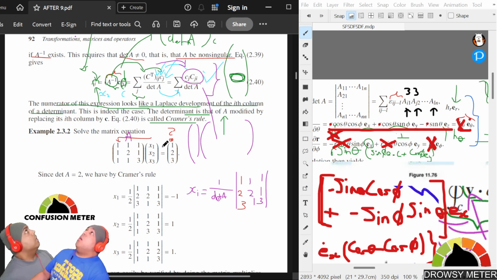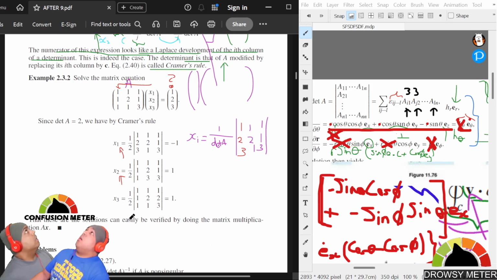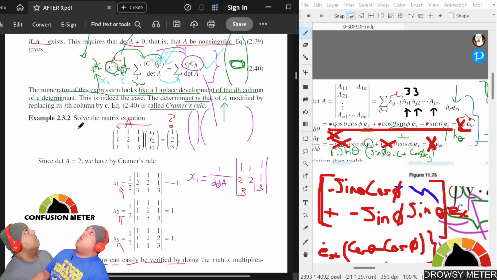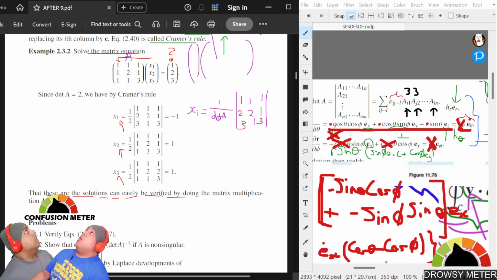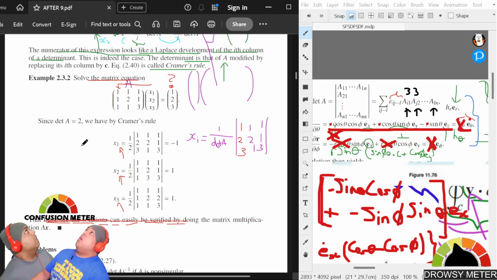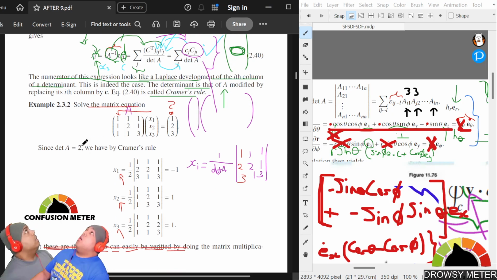So to find x1, you just put the C column into the first row. For x2, put the C column in row 2. For x3, the C column in row 3. Compute it. That these are the solutions can easily be verified. What is the question? Solve the matrix equation. That these are the solutions can easily be verified by doing matrix multiplication into AX.